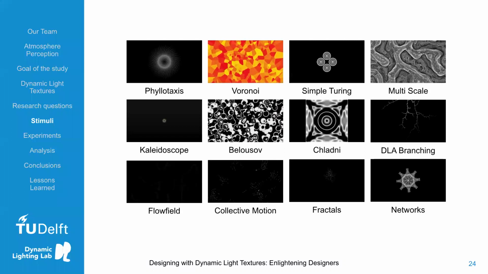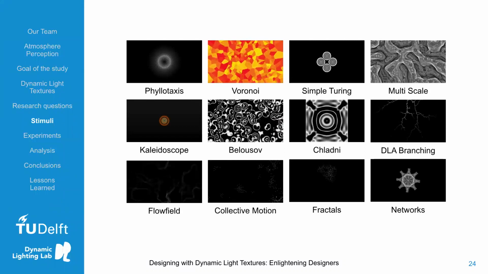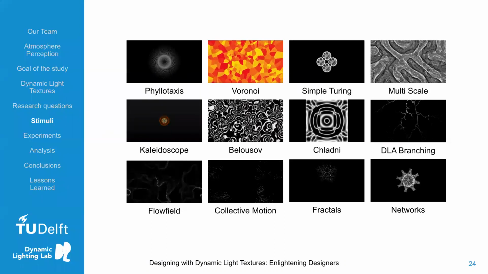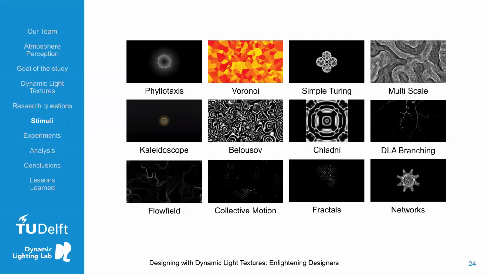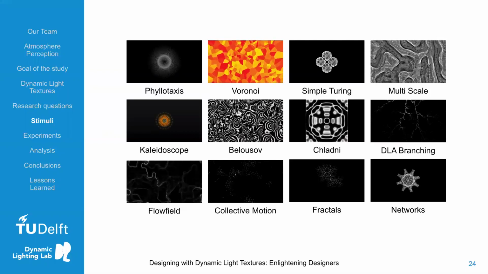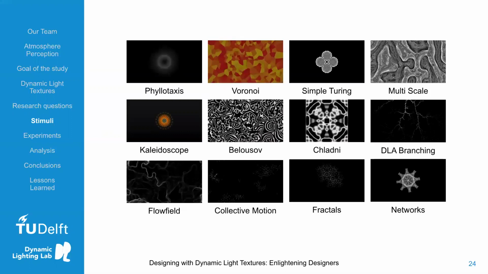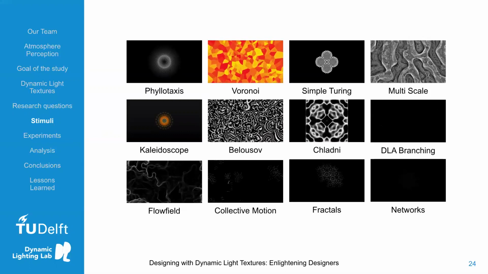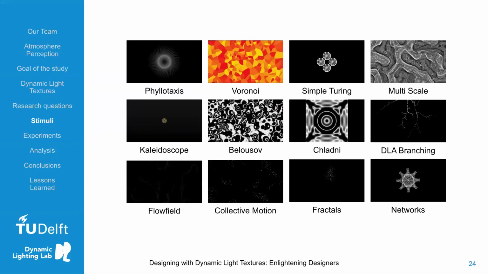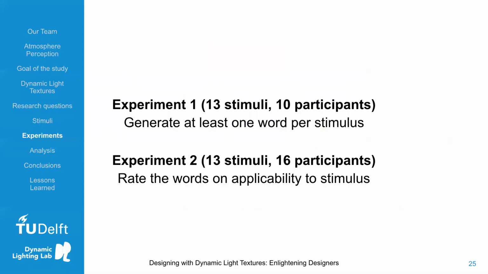In order to do this, we generated 13 different stimuli. They're shown on screen right now. 12 of them are shown. These are all programmed and based on naturally occurring phenomena. And these were our input stimuli.